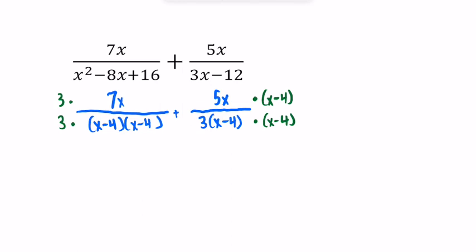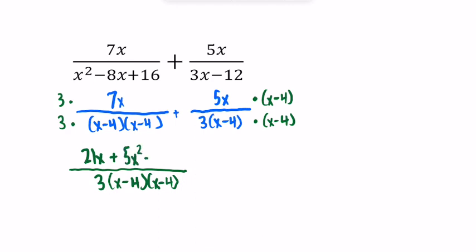Now putting this together, we're going to end up with the denominator for both fractions of 3 times x minus 4 times x minus 4. Next, we need to multiply our numerators and see if we have any like terms to combine. From the left, 3 times 7x is 21x. From the right, we distribute the 5x. 5x times x is 5x squared. 5x times minus 4 is minus 20x.